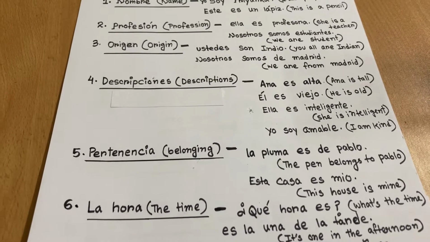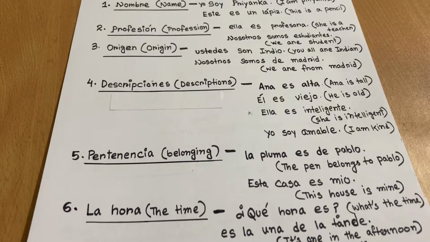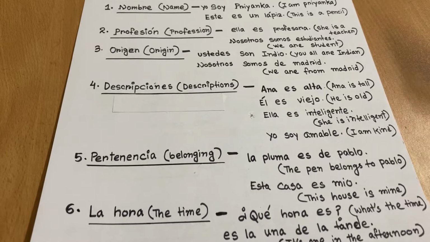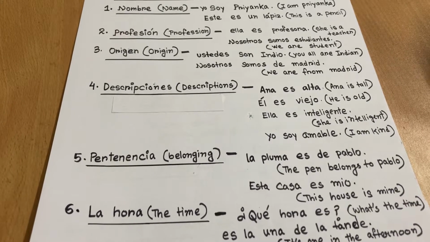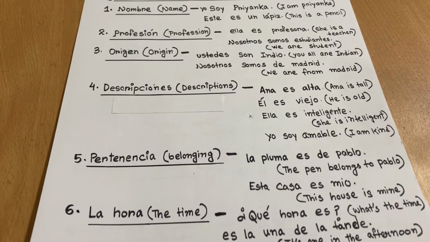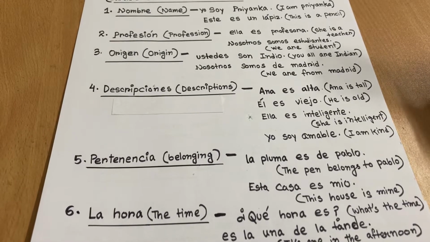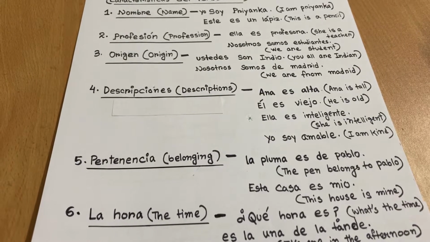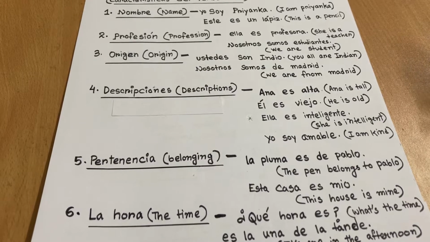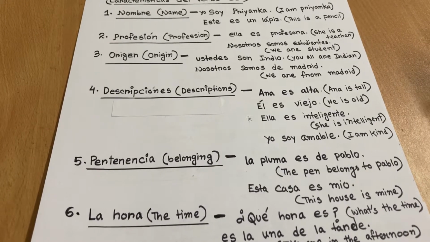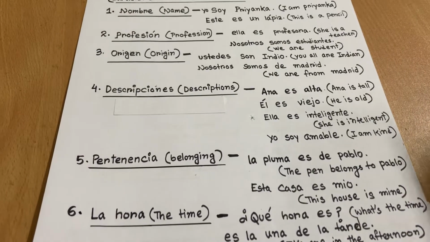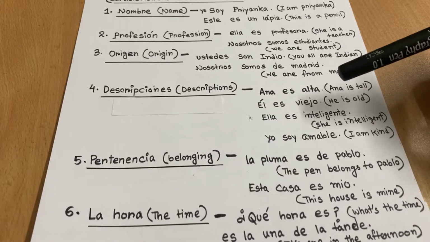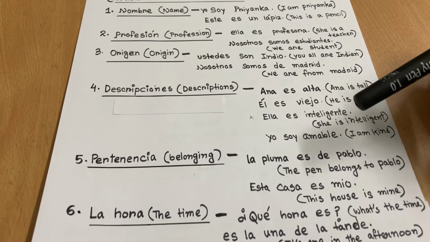Next is coming to descriptions. Descriptions, in two ways actually. We say it when we talk about any person's physical appearance, whether the person is tall or short or beautiful or ugly; when we describe a person, then we use the ser verb. As well as when we talk about the person's personality, the person is maybe intelligent or kind, the person is sweet, all these things, we take the ser verb. For example, Ana es alta, él es viejo, ella es inteligente, yo soy amable.